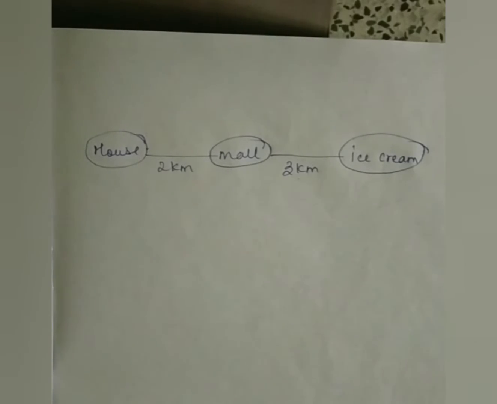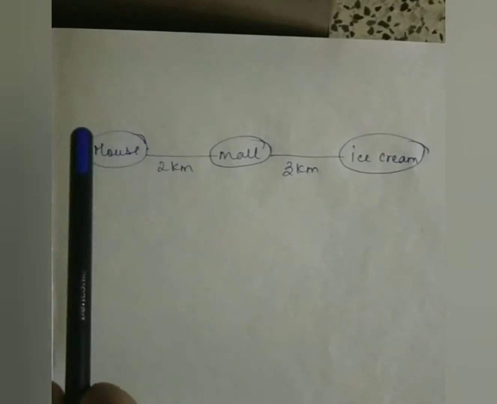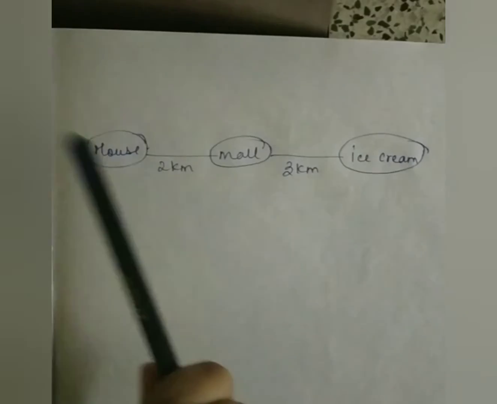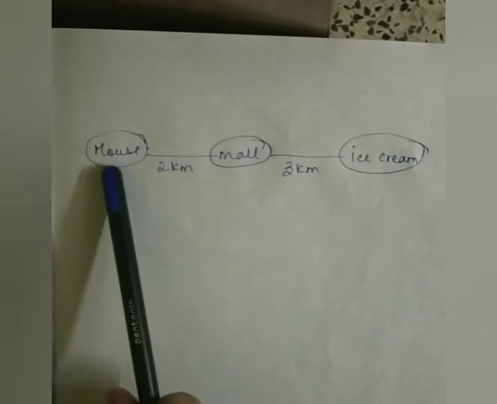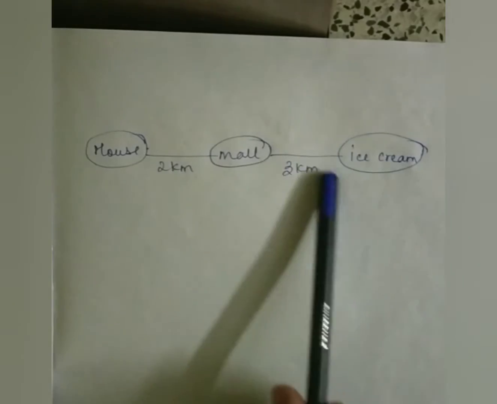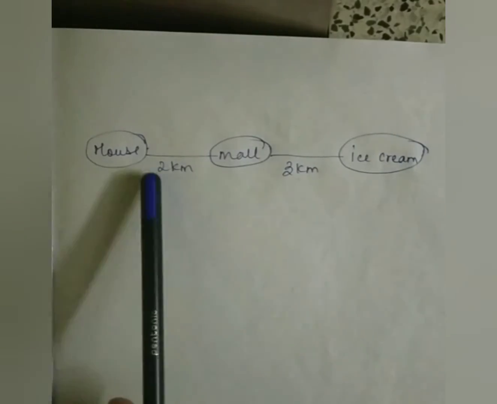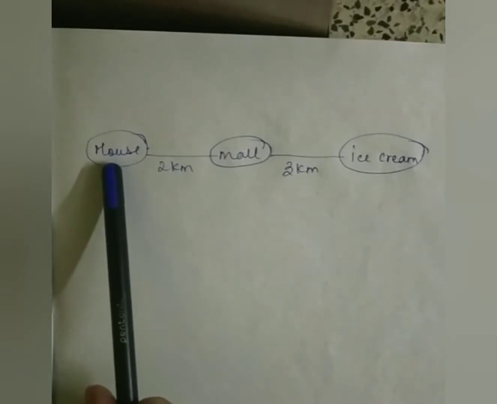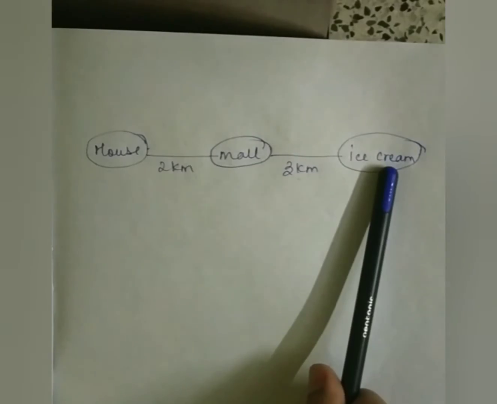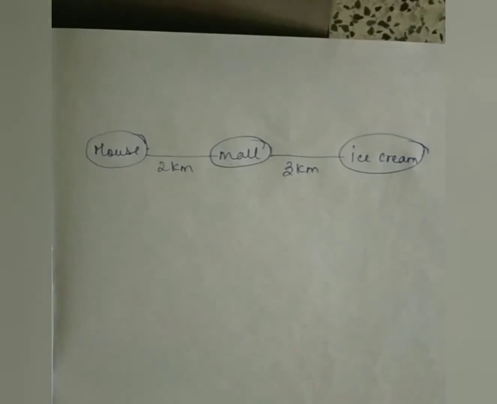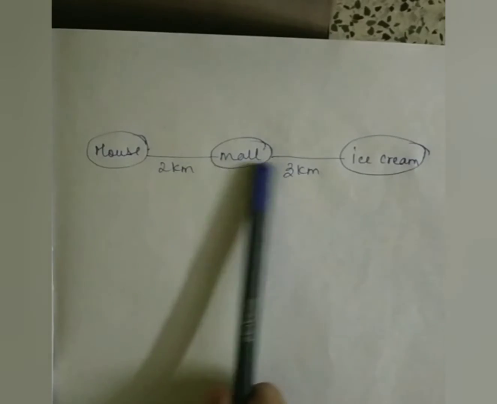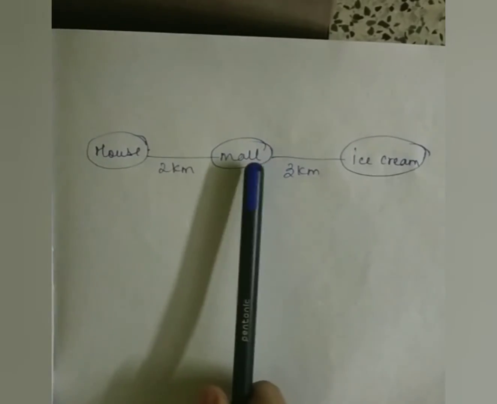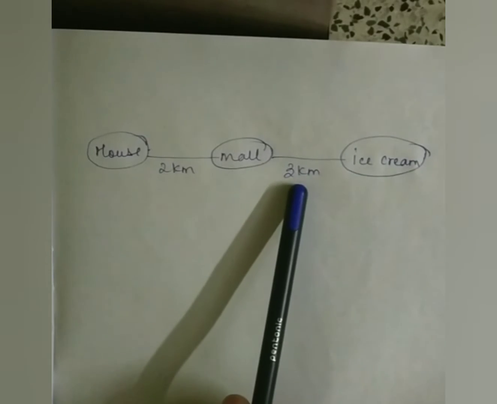Now if you want to describe to anybody your position change, what will you say? Here you can describe your motion in two ways. First, if you consider your starting point to be your house, then the position change you had in order to reach this ice cream parlor is 2 plus 3 kilometers, which is 5 kilometers. So the distance traveled from your house to this ice cream parlor is 5 kilometers. But if you consider your starting point to be the mall, then your position changes only 3 kilometers.